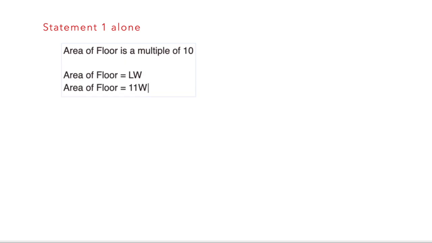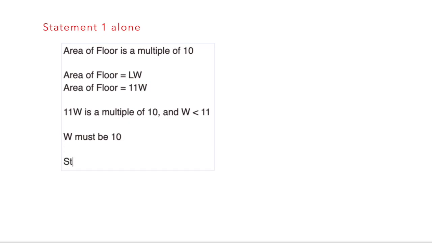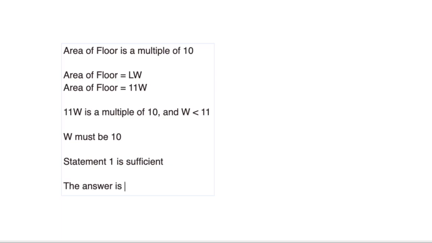It's 11 times W. And if W is less than 11, and 11W is a multiple of 10, well, W can only be 10. And if we know exactly how big the floor is, we know how many rugs we need. Statement 1 is sufficient. Statement 2 is not sufficient. The floor could be 1,000,000 feet long for all we know, so the answer is A.